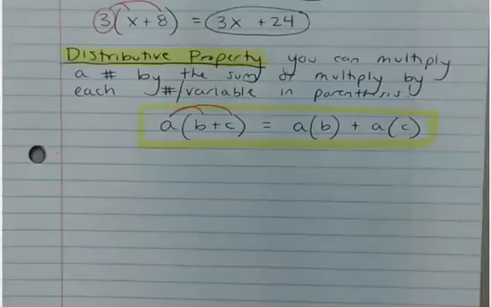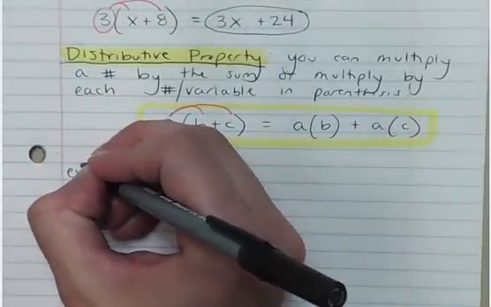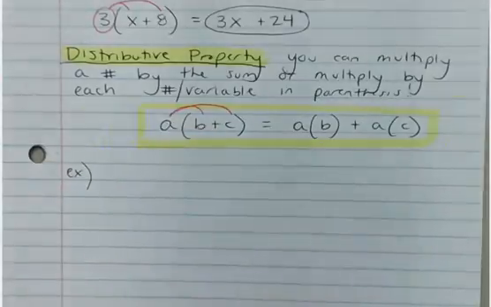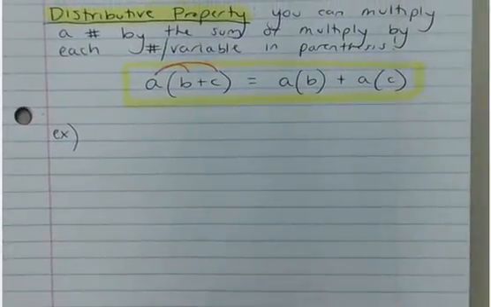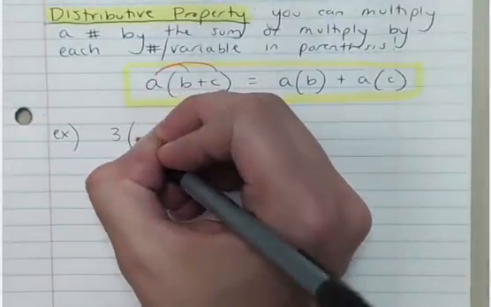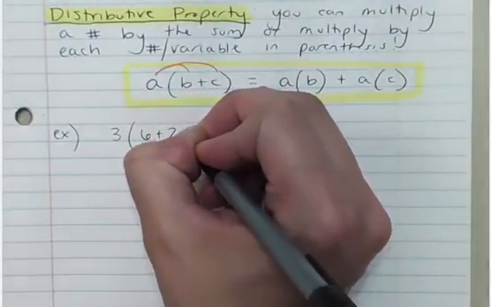So let's go ahead and get started. I know some of this is just review, but we're going to get a little bit more challenging than what you've seen in the past. So let's start off easy. Let's do 3 parentheses 6 plus 2a parentheses.